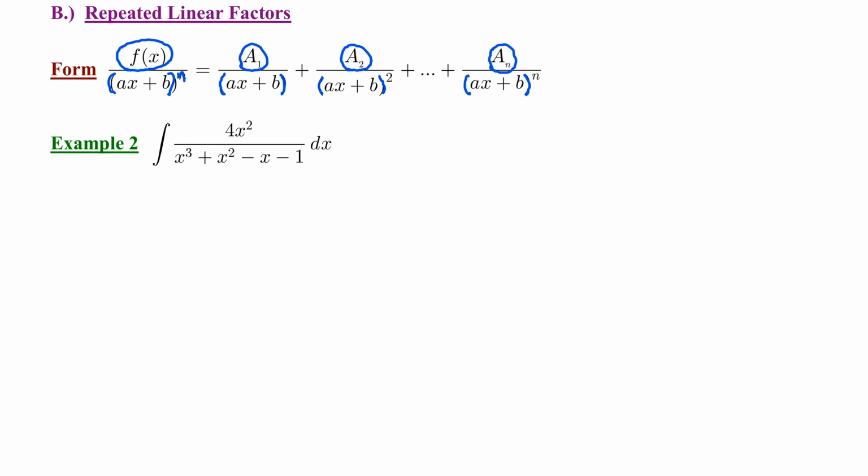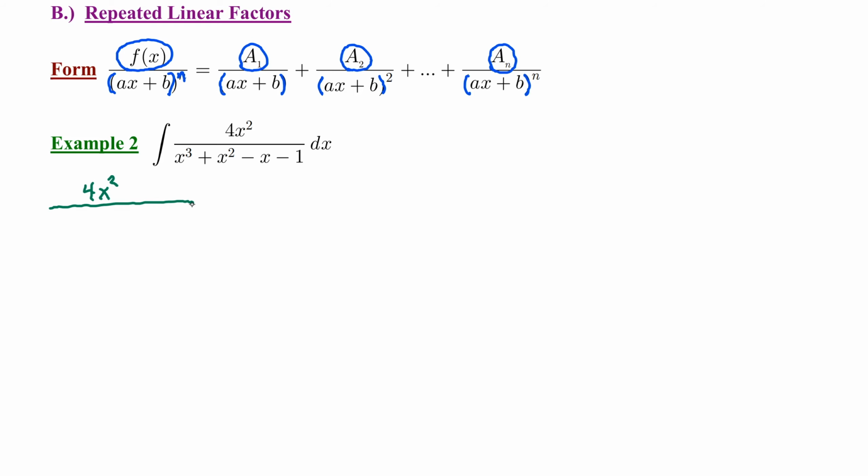So let's try this on example 2. We have the integral of 4x squared over x cubed plus x squared minus x minus 1. Notice an ordinary u substitution for the denominator would not work because the numerator has insufficient terms, and this certainly doesn't match any of the patterns that we've studied in this class up to this point. So our goal is to take the integrand out and begin simplifying it or separating it into partial fractions.